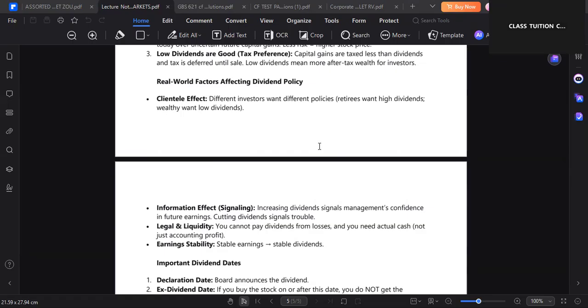Then the other real world factor that will affect dividend policy is liquidity. A company may show large accounting profits but very little cash. For instance, if a company is growing, it might have all its cash tied up in inventory or receivables. Therefore, it cannot pay dividends. Now here, important dividend dates that are critical to any investors.